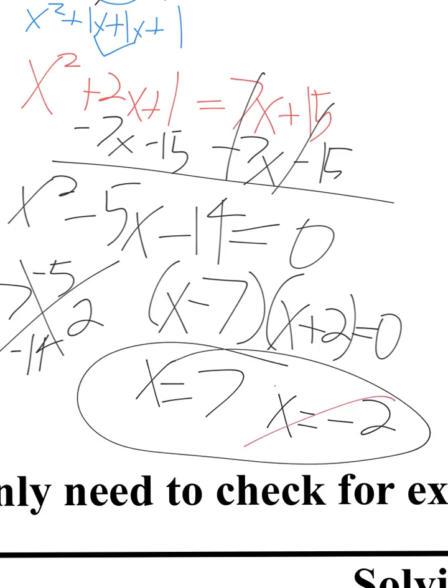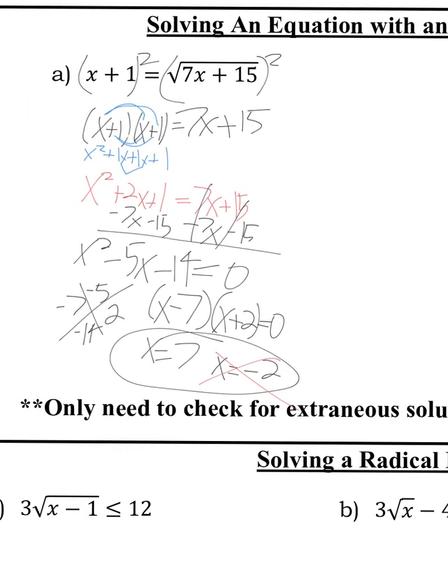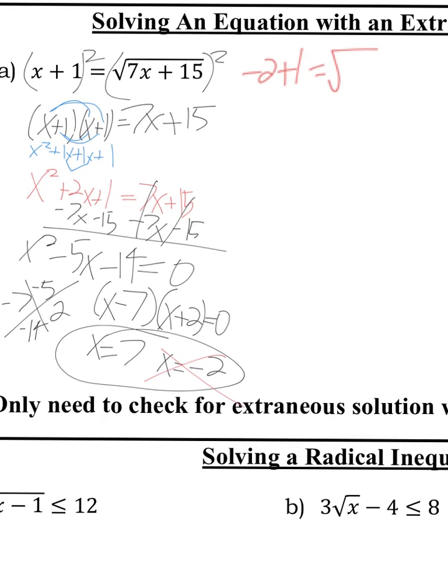But that negative 2 is going to be extraneous. So let's examine why it's extraneous. Plug it back in. My original function was x plus 1, so negative 2 plus 1 equals the square root of 7 times negative 2, which is negative 14, plus 15. Well, this says the square root of 1 equals negative 1.